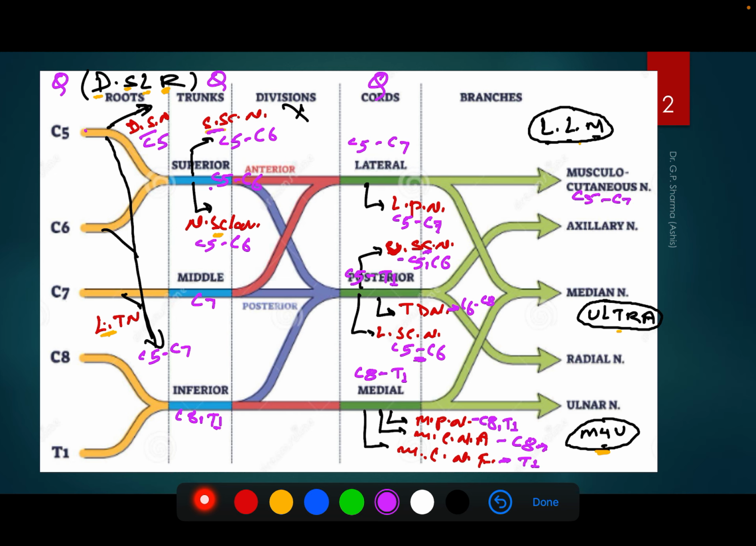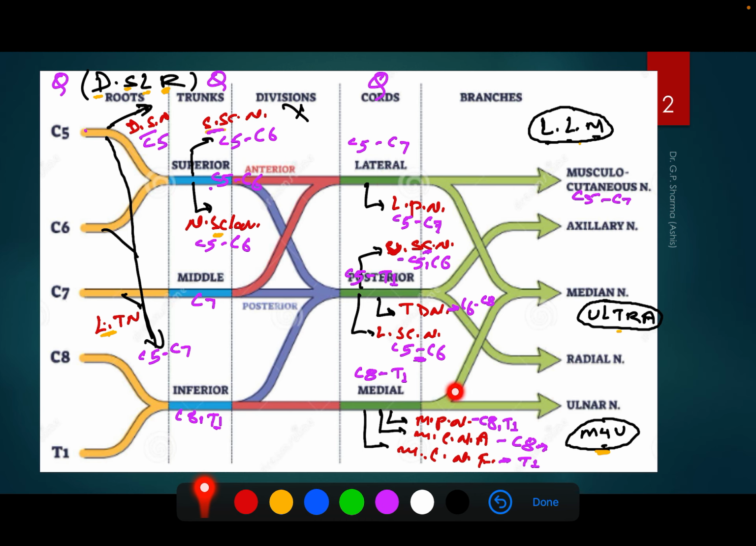Now let's go to the median nerve. Let's leave the axillary nerve for a while. The median nerve contains the root value from here, that is C8 to T1, and it is also coming from here. So this is the root value C5 to C7. So the median nerve contains the root value of this one, C5 to C7 here, and then C8 to T1 here.